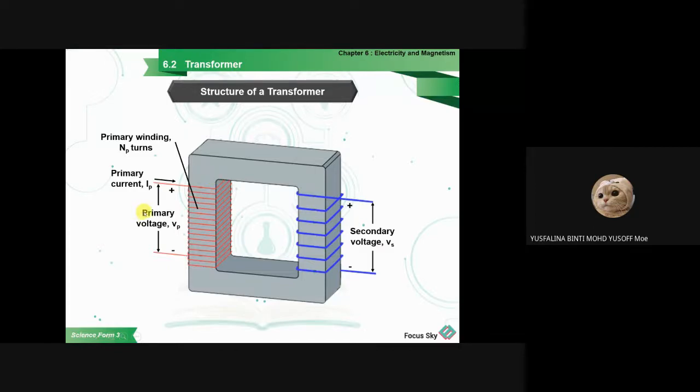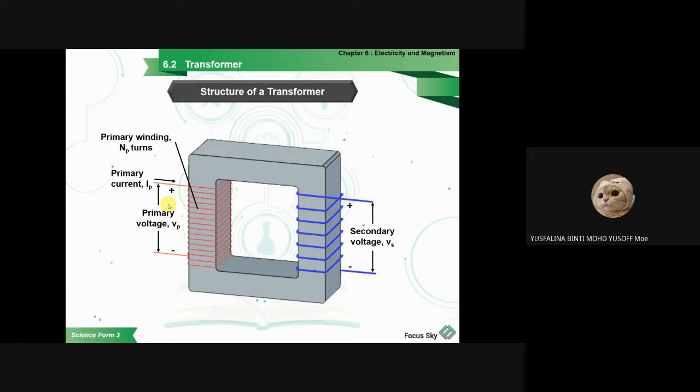You have to remember the transformer can only use alternating current. It means you cannot connect direct current to the transformer, it will not function. If you put a bulb at the secondary coil here, the bulb will not light up, because the transformer needs alternating current.